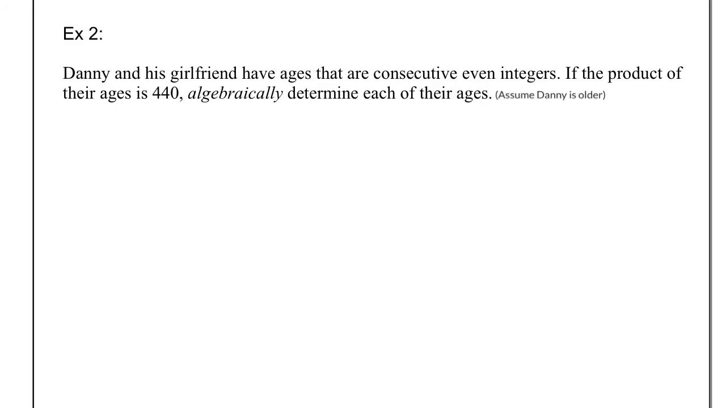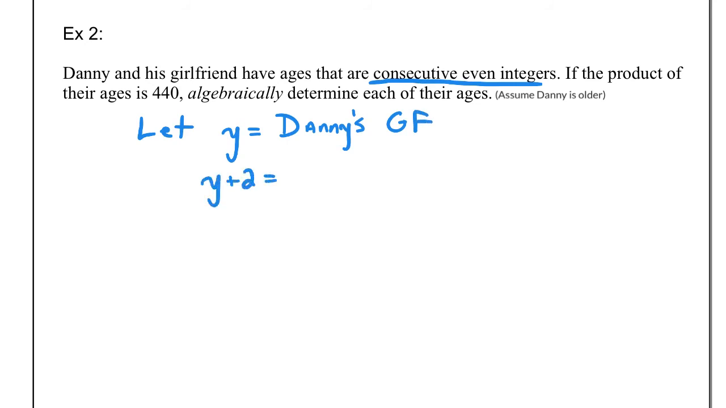We're going to try a second example here. We're told Danny and his girlfriend have ages that are consecutive even integers. So once again, we're going to start with our let statements. I'm going to call y Danny's girlfriend's age. Notice the little note I did add here because it wasn't specific when I originally created the problem. Assume Danny is the older person. So I'm going to call his girlfriend's age y, and his age should be the larger one, or y plus 2, Danny's age.